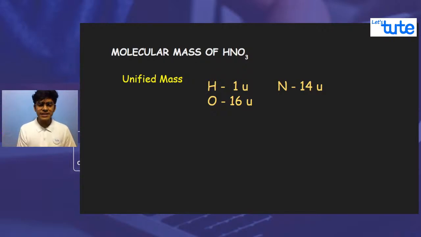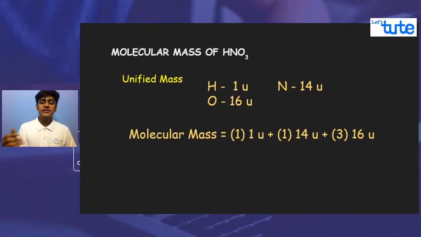Let us try to substitute it in the formula. What was the formula? The molecular mass is equal to 1 multiplied by the atomic mass of hydrogen, because we have 1 atom of hydrogen. We have 1 atom of nitrogen, so I'll multiply 1 by the atomic mass of nitrogen, and here I have 3 atoms of oxygen, so I'll multiply the atomic mass of oxygen by 3.